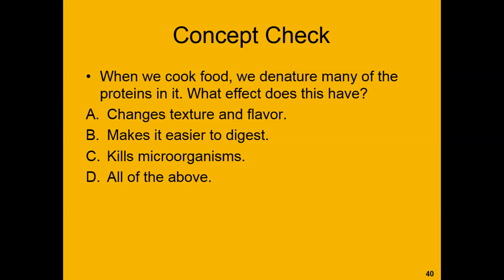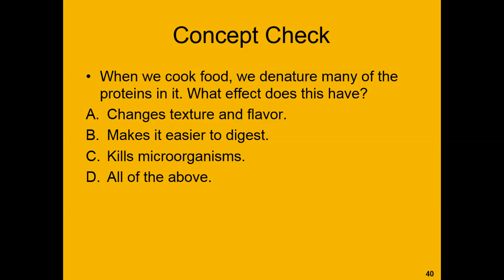So, concept check, class. When we cook food, we denature many of the proteins in it. What effect does this have? Does it change the texture and flavor? It makes it easier to digest. It kills microorganisms, or all of the above. Go ahead and think about this, pause the video, and get me an answer. 1, 2, 3, 4, 5.